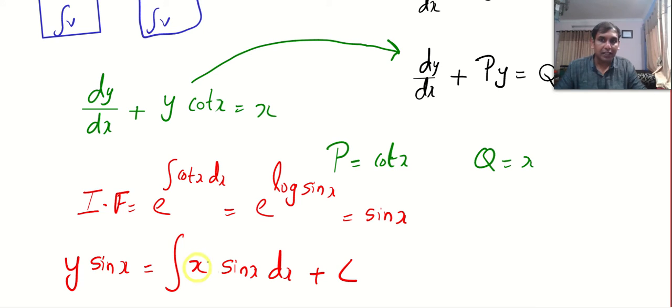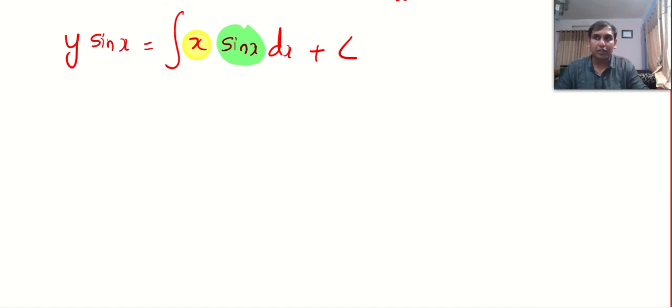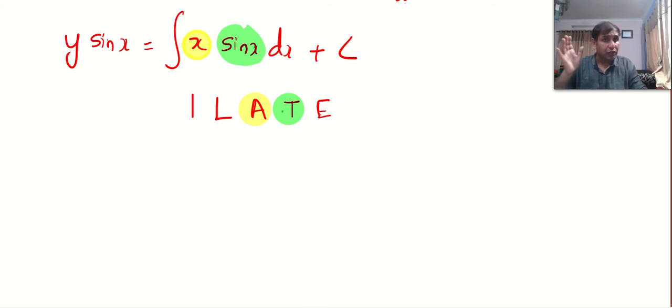Are you able to see our product? I'll color it for you. Are you able to see our product? Yellow and green. Okay. So I'll tell you the shortcut. Anyway, first of all, you have to understand that it matches the requirement ILATE. So x is an algebraic function, yellow, and sin x is a trigonometric function. See, the order is proper. So we are allowed to use integration by parts.